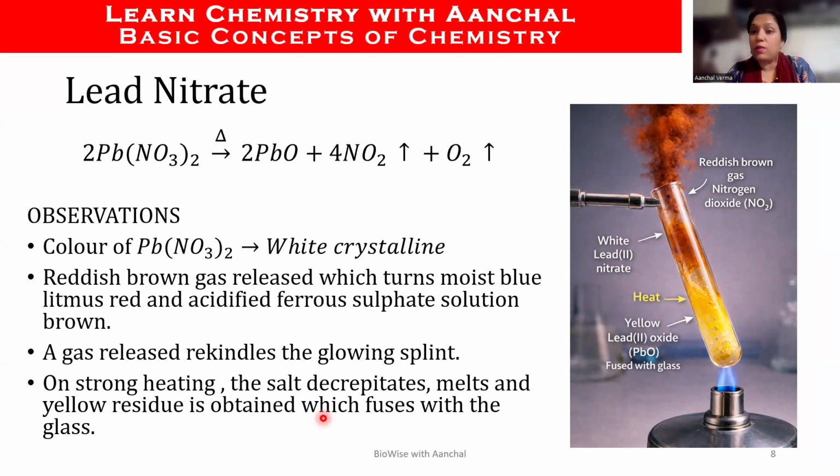And the gas produced here also is nitrogen dioxide and oxygen. So you can write: lead nitrate is a white crystalline salt. Reddish brown gas is released, with the same observation. The gas released rekindles the glowing splint, and on strong heating, the salt decrepitates, melts, and a yellow residue is obtained, which fuses with the glass. Now, this is the observation for strong heating of lead nitrate.